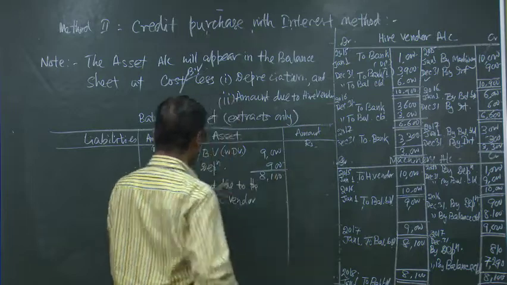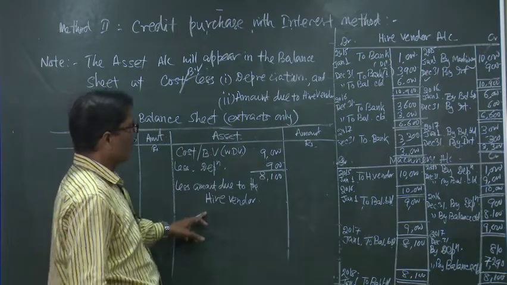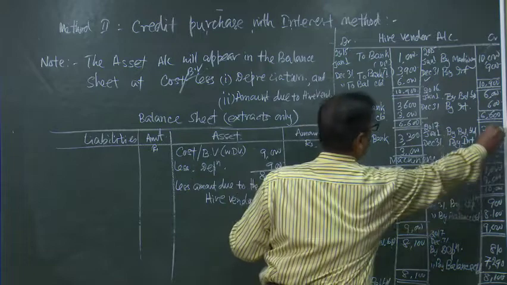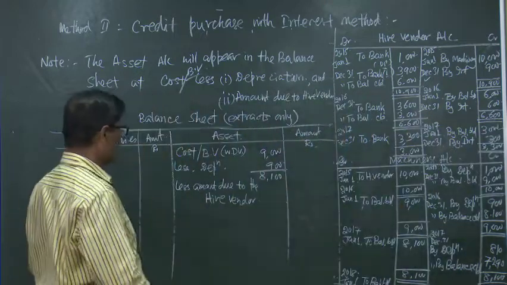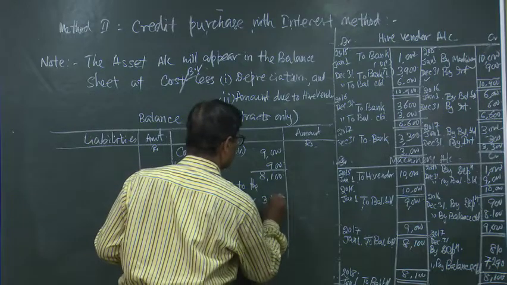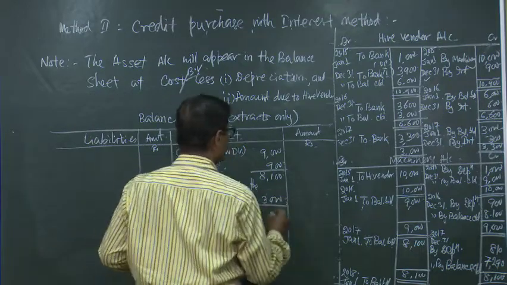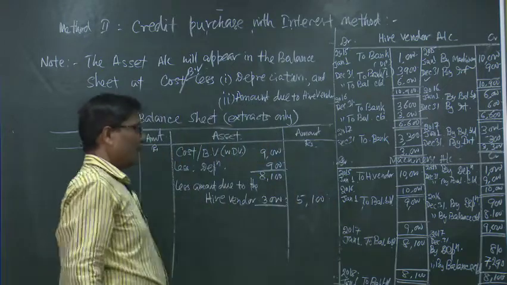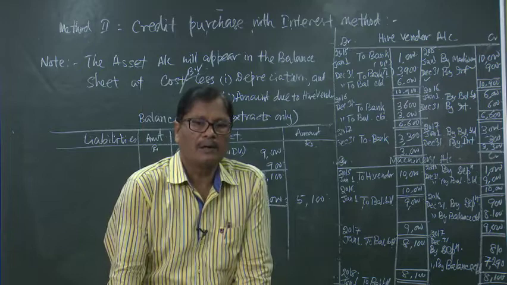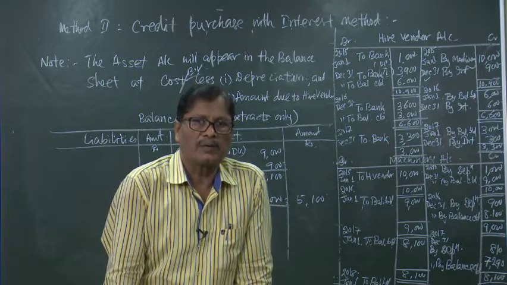But again we have to deduct the amount due to the vendor. What is the amount due to the vendor? That is 3000. At the end of the second year, it was 3000. So, 3000. In this way, it is coming to 5100. Previously, it was 3000. Now, it is coming to 5100.